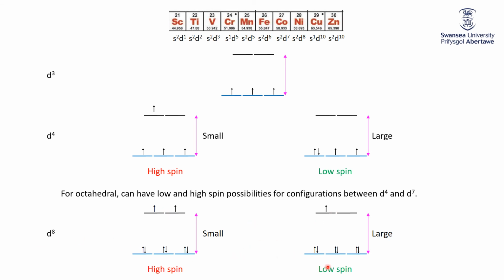But now when we get to the low spin D8, we've got to put the electron there. You can see the high spin and the low spin for D8 are exactly the same. So we don't worry about high spin for D8, D9, D10. So D1, D2, D3, no differences, no special considerations when you've got an octahedral compound. D4, D5, D6 and D7 you have to worry about low spin or high spin. D8, D9, D10, again just one possibility.